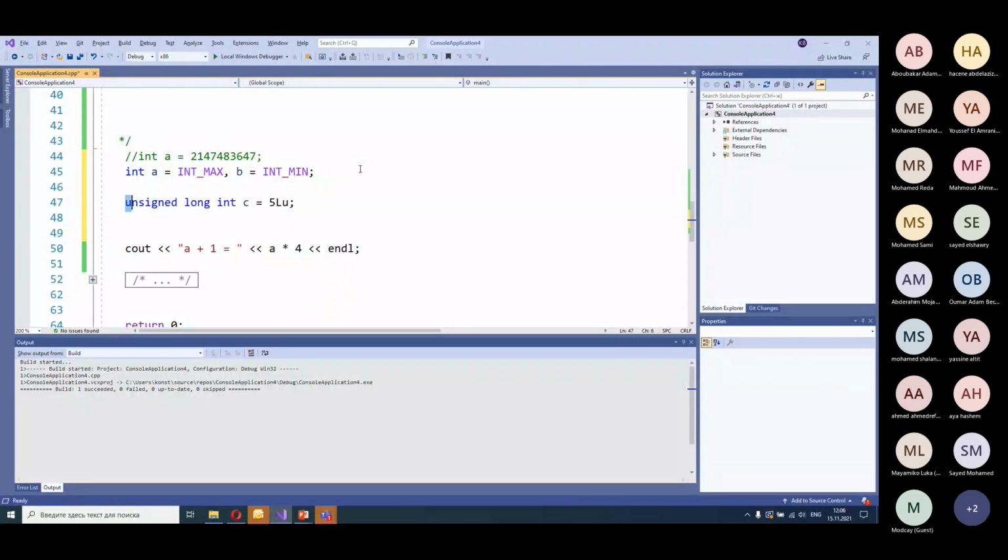Okay, but again, I repeat that these suffixes are not used very often, and in most cases, in 99.9% of cases, we'll use this form of notation for integer numbers.